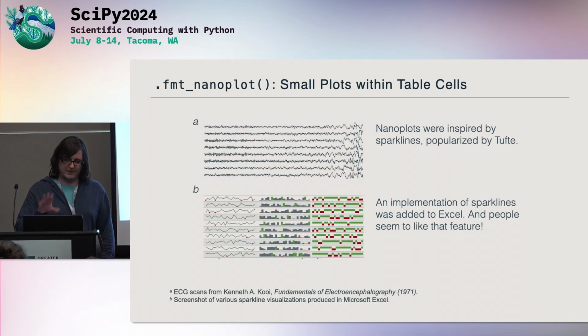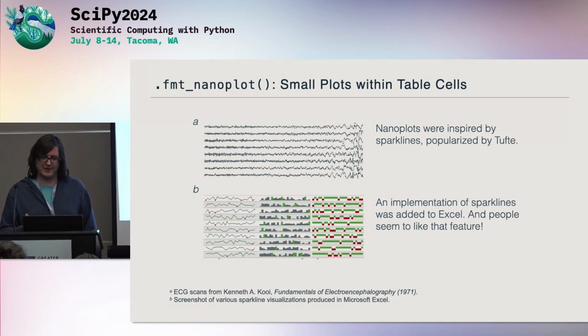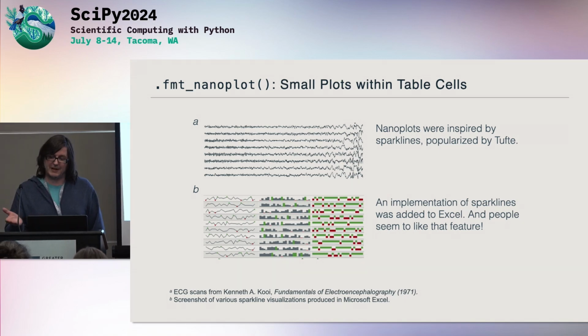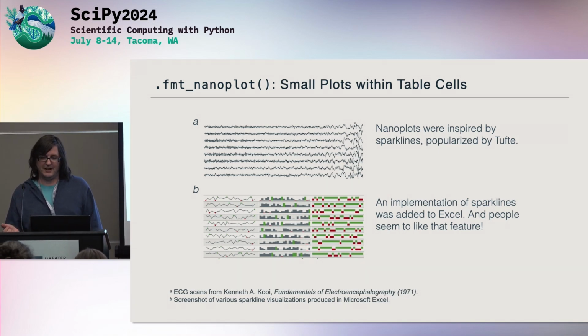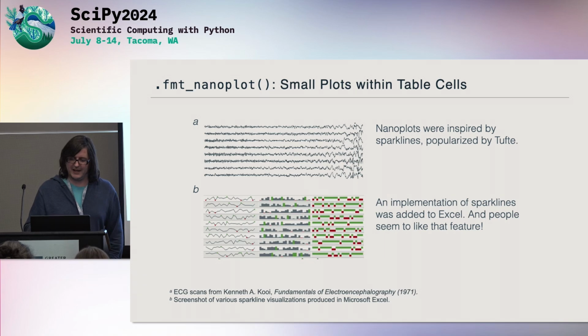Okay, third and final segue about a method. This one's format nanoplot. Nanoplots were actually inspired by sparklines, which you may have heard of. They were popularized by Tufte in his writings. And there's an implementation, of course, in Excel. And people really love that feature a lot. And so it seemed like a cool thing to add to Great Tables.